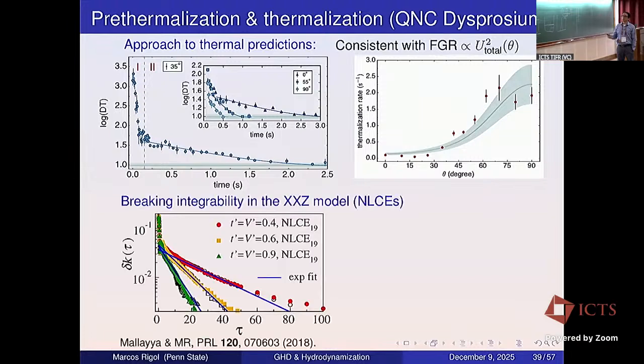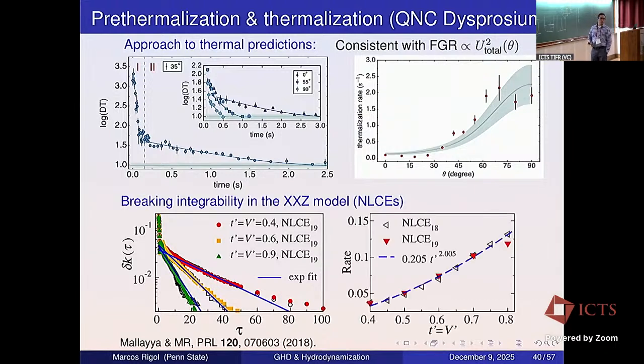But it turns out that this also happens if you look at really strongly interacting spin models, like for example the XXZ model that was mentioned many times yesterday, the spin 1/2 XXZ model. You can break integrability with next-nearest-neighbor interactions and hopping, or XX and XY, and then this one is what I call the Z. And you see that there are rates, again consistent with Fermi's golden rule.